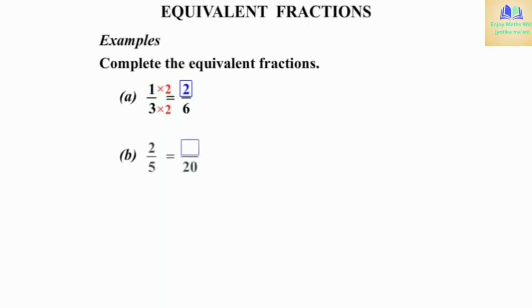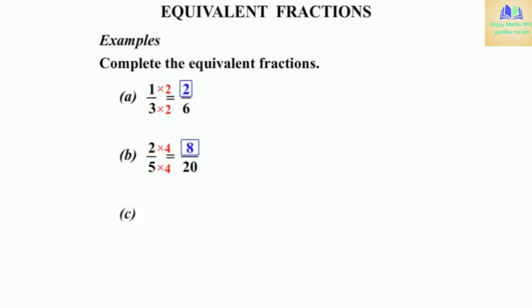The next one, 2/5 equals something over 20. Again, looking at our bottom numbers, our denominators, the 5 we have turned into a 20 by multiplying by 4. So, if we multiply the bottom by 4, we multiply the top by 4 as well. So, on the top, our numerator 2 times 4 becomes 8.